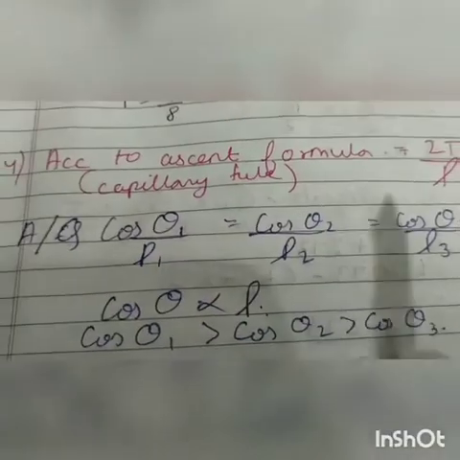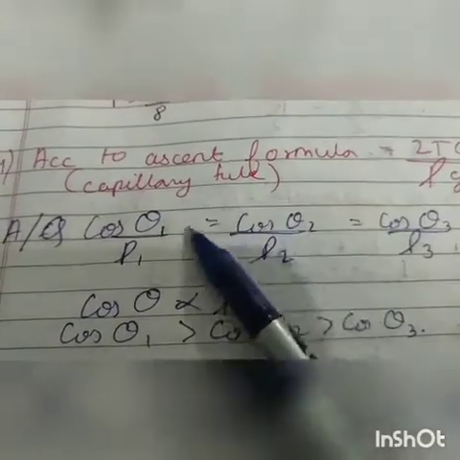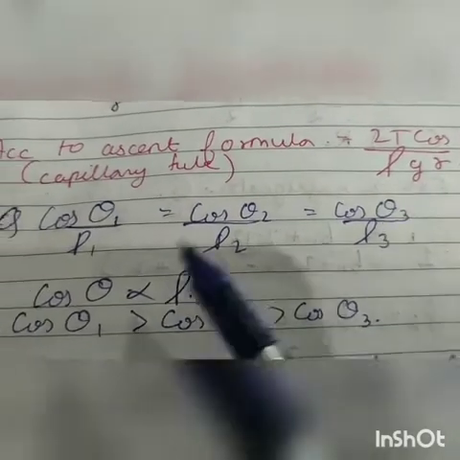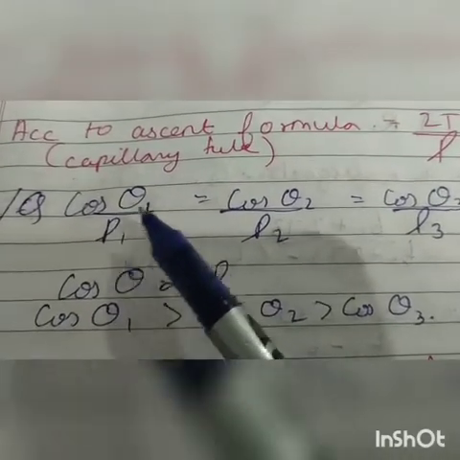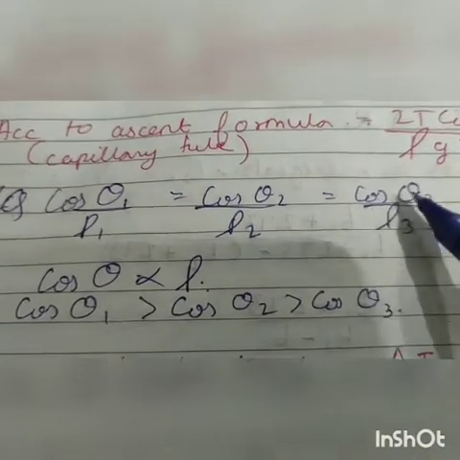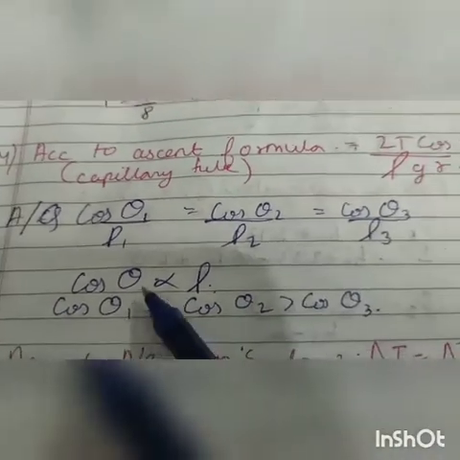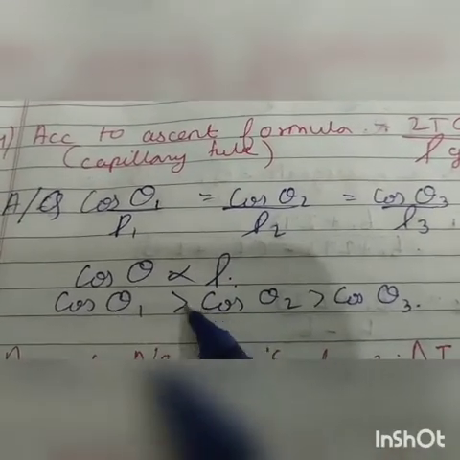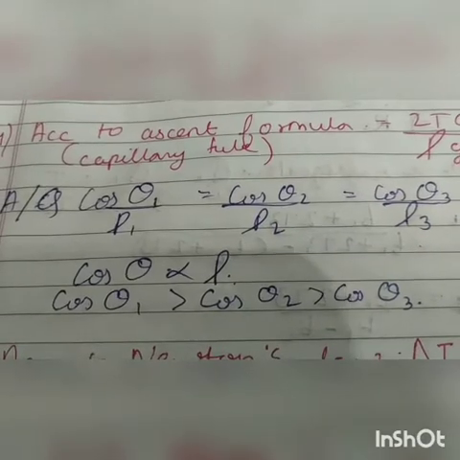As we know that according to the formula of capillary tube we have h equal to 2T cos theta by rho g r. So according to the question, cos theta 1 by rho 1 is equal to cos theta 2 by rho 2 is equal to cos theta 3 by rho 3. So here we can see cos theta is directly proportional to rho. So it is theta 1 greater than theta 2 greater than theta 3.